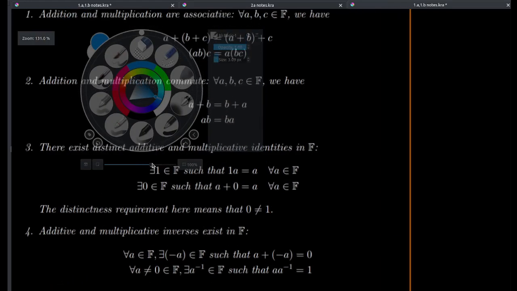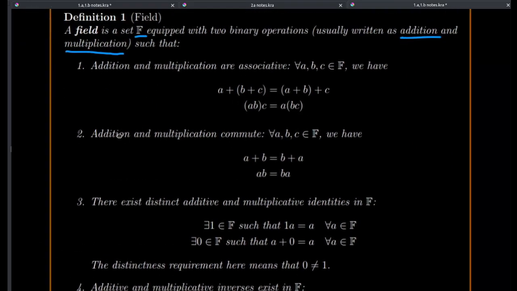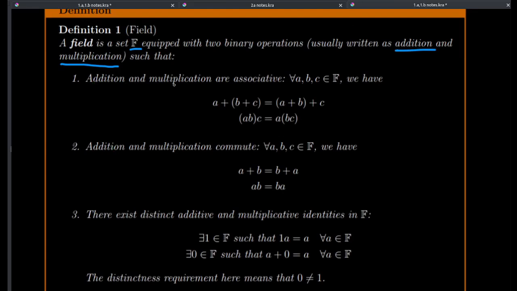First of all, let's zoom in a little bit, make this a little easier to read. Addition and multiplication are associative. That is, if you have two plus signs, it doesn't matter which one you do first. And if you're multiplying three things together, it doesn't matter which pair you multiply first. All right, cool. Just like in the complex numbers, the addition and the multiplication commute. It doesn't matter what order you do it in.